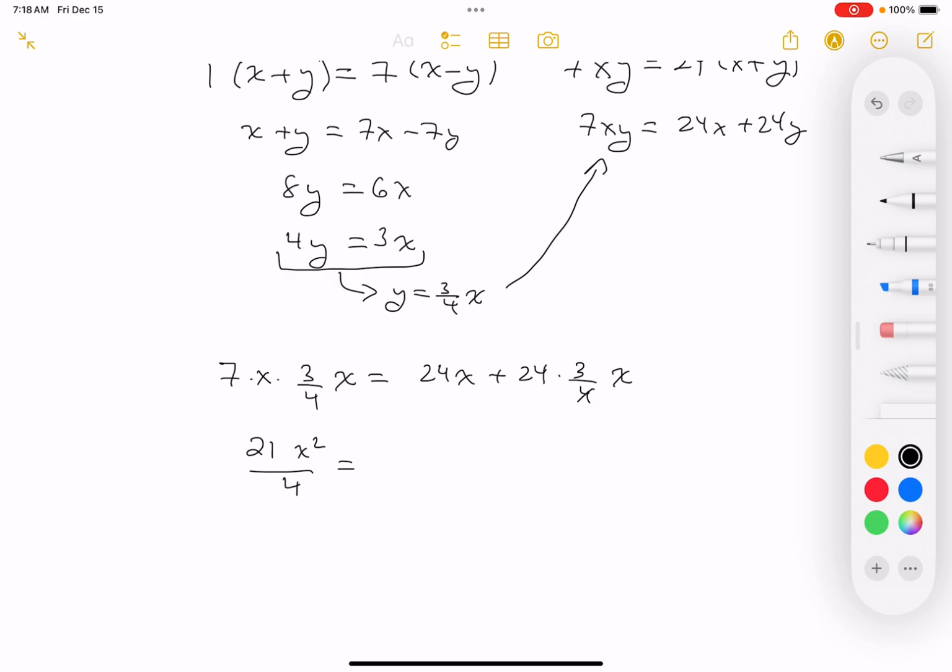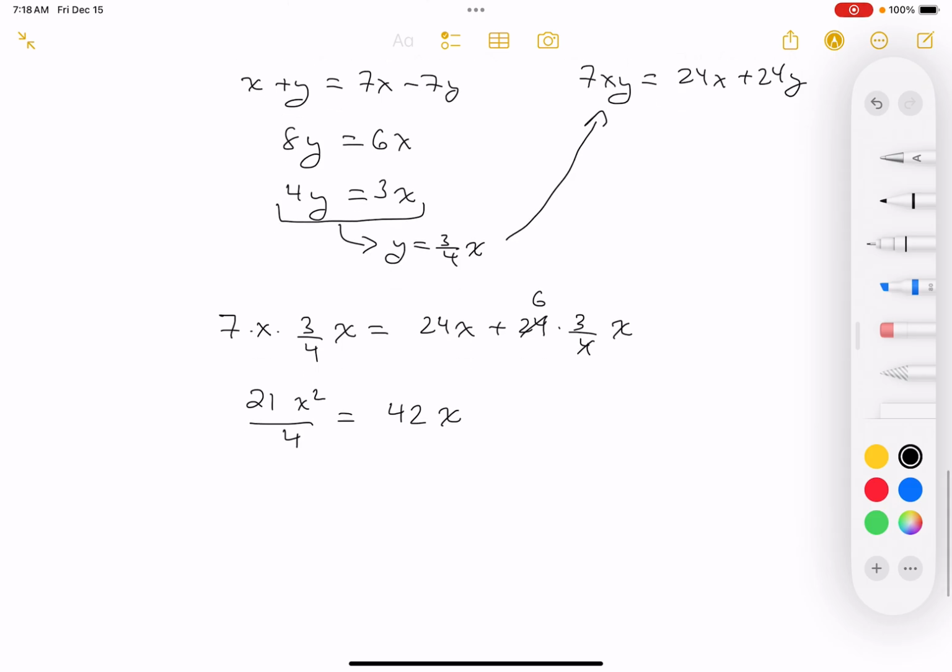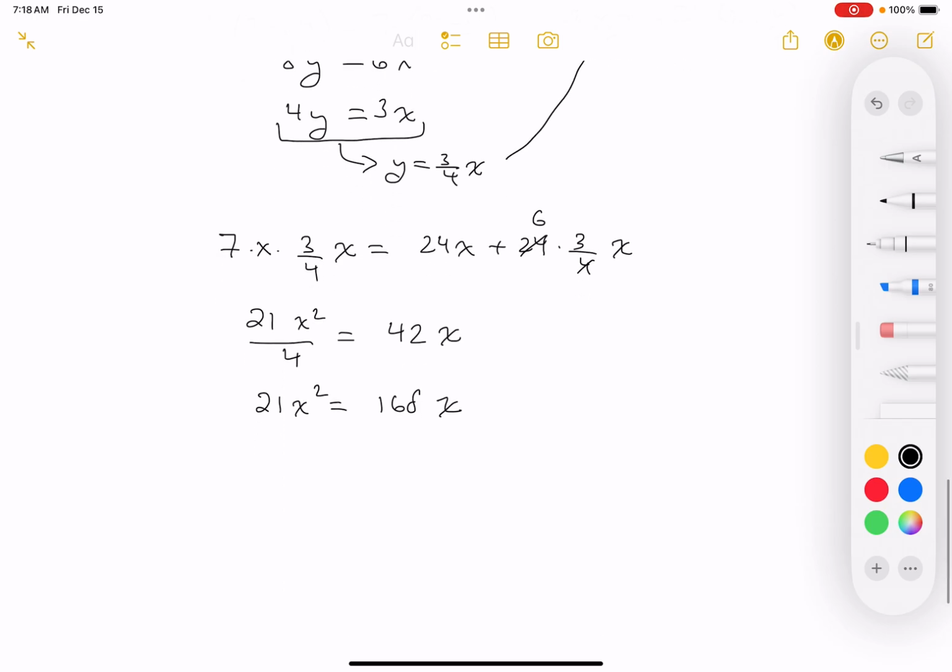Here you're going to get, let's take a look at it, 4 goes into 4 once, goes into 24 6 times. So you get 24 plus 18. Let's see, that's going to be 42. Let me just check that again. 3 times 6 is 18, 24 plus 18 is 42. Yeah, okay. I'm going to multiply both sides by 4. You get 21x squared equals 168x. All right, 4 times 42 is 160, and 4 times 2 is 8. Okay, so let's take a look at this over here. So you get 21x squared minus 168x equals 0.